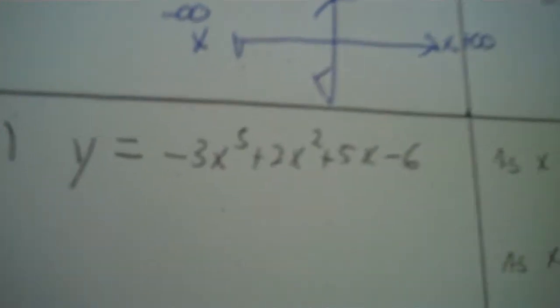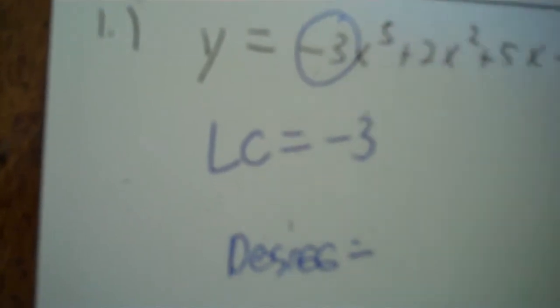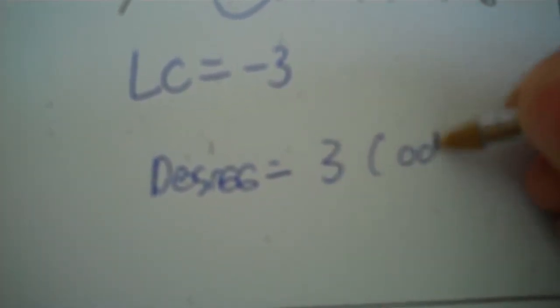So this side depends on the leading coefficient. The leading coefficient is negative 3, so therefore it would go negative infinity. The degree is 3, that's a third power, not written very well. And that's an odd degree, so if they're odd, the end behaviors have to be opposite. So negative infinity, you would have positive infinity.